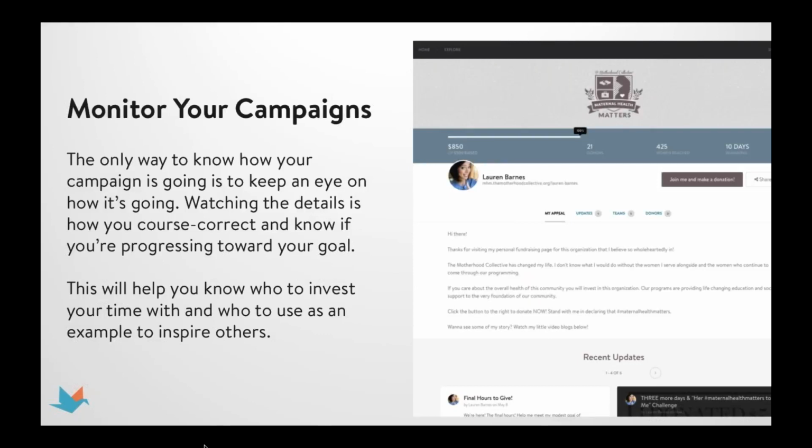The third thing you really need to do after you launch your campaign is monitor your fundraisers' campaigns. The only way to know how your campaign is going is really to keep a close eye on it. Even though you're empowering others to fundraise on behalf of your cause and help make the change in the world that you're trying to make, you still need to be behind them, be a guide, be that Yoda figure, going with them on this journey to help them be successful.